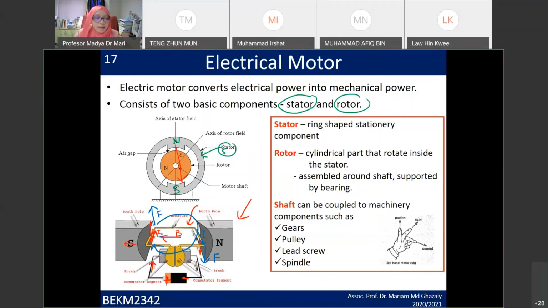If you have power, then the motor will run. When you cut it off, then the motor will stop. Normally this rotor will be connected to a shaft and it will be connected to a bearing. This shaft will then be linked to a gear, to the screw or spindle.